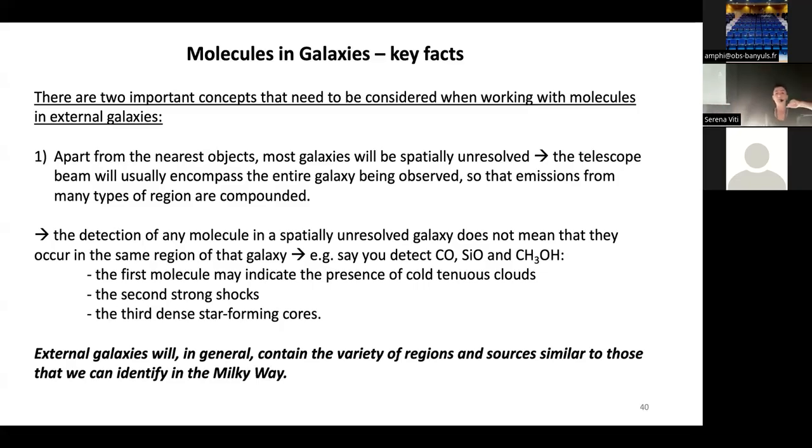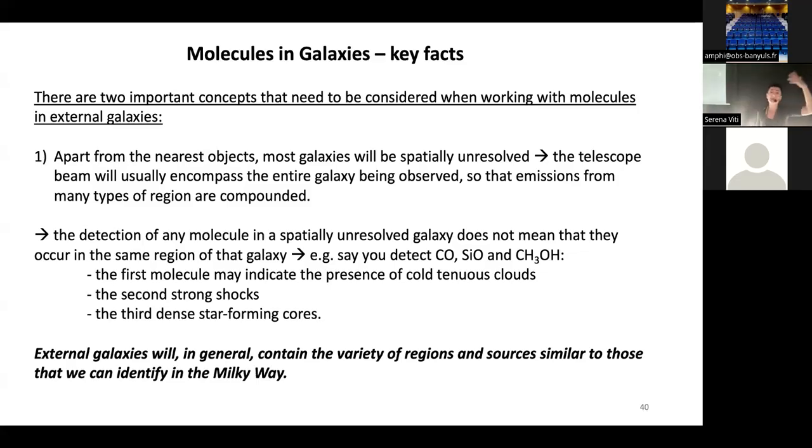CO is probably going to trace tenuous gas. So the critical density of CO, especially of the low transitions, is low, which means the CO is going to be everywhere. I showed you that plot at the beginning, those contour blobs of a galaxy, right? So CO, you can find it everywhere.